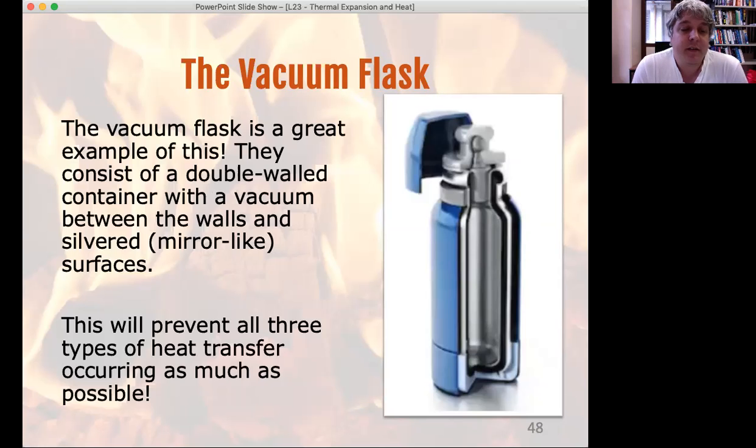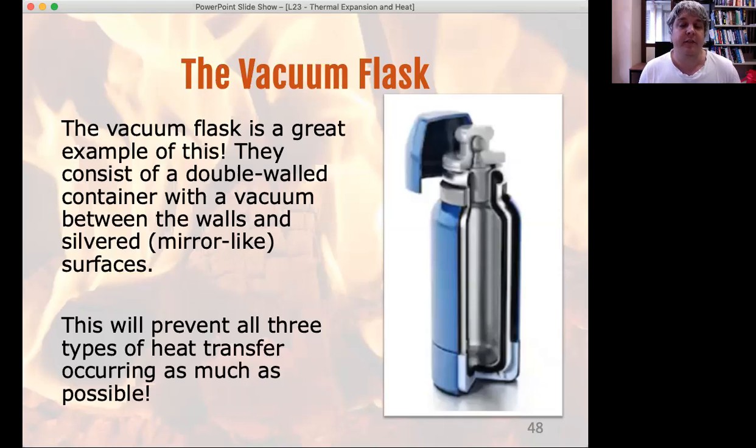The other problem is the radiation. And so what you want is a poor emitter. And remember that poor emitters are also good reflectors, right? Poor emitter, poor absorber are the same thing, but that means it must be a good reflector, because energy conservation says the energy that hits it has to go somewhere. If it's not being absorbed, it must be being reflected.